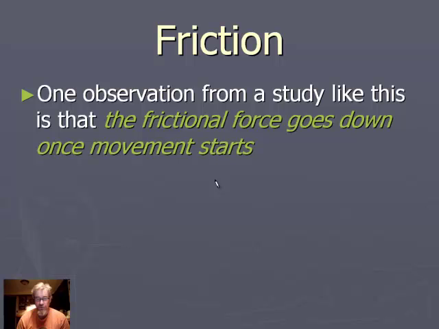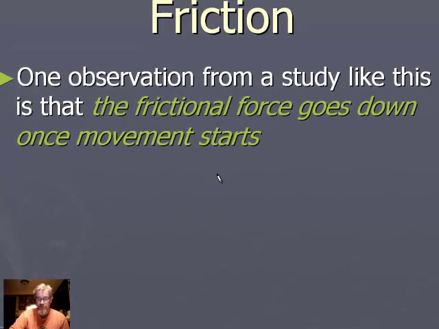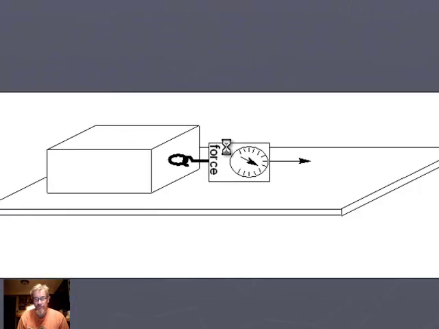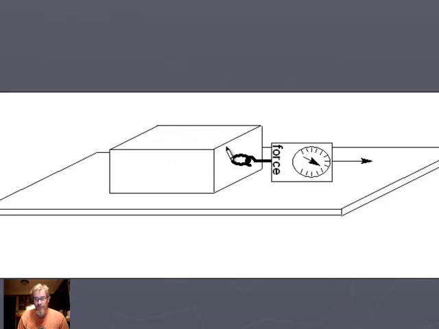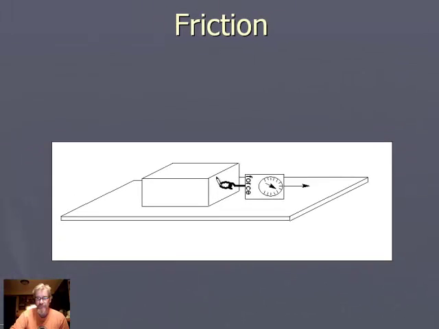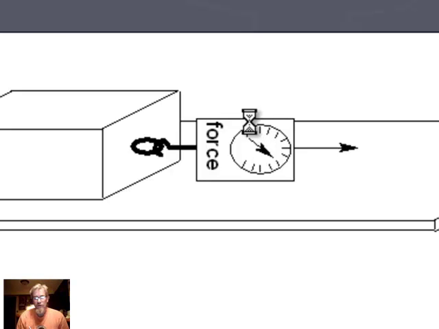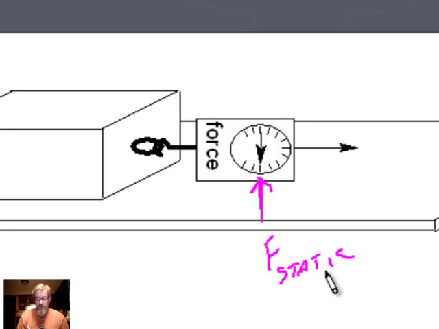If we do that, one of the things that we find from this kind of study is that the frictional force goes down once movement starts, like this. We saw the gauge jump up, and then once it started to move, it backed off a little bit. The highest force that was reached before any movement started, we call that the static friction. And the static friction will be higher than once it starts moving.